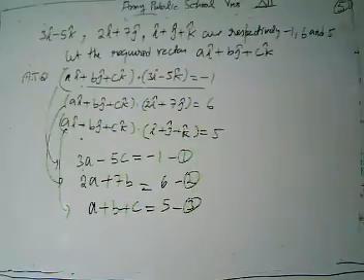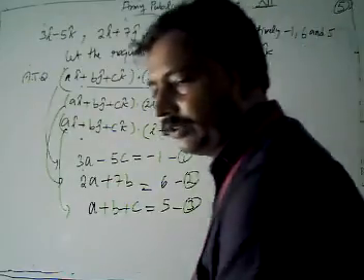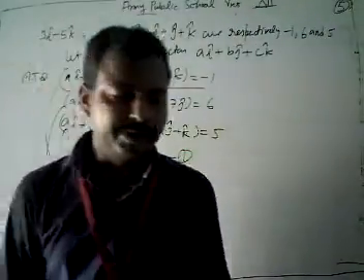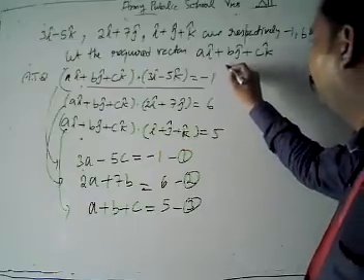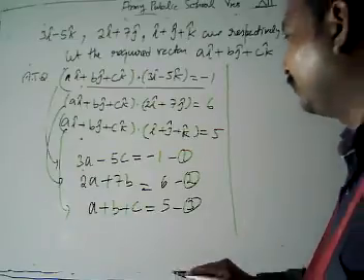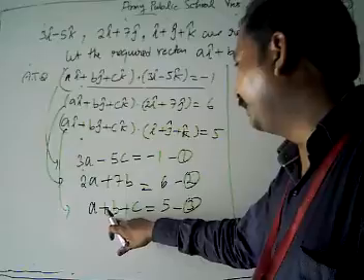Now look, we have 3 unknowns and also 3 equations. Obviously, since we have 3 unknowns, we can solve these 3 equations. Look, we are going to take the equations for a, b, c.